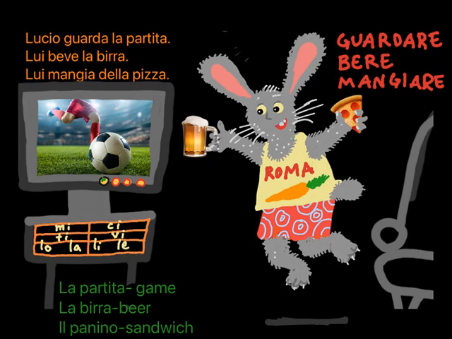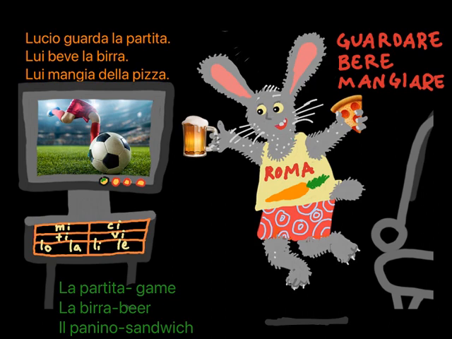Lucho beve la birra. Lui beve la birra. Here I substituted the subject pronoun for the subject. He drinks the beer while he's watching the game. Lui mangia della pizza. He eats some pizza. Not all pizza, just a piece. So it is a partitive.